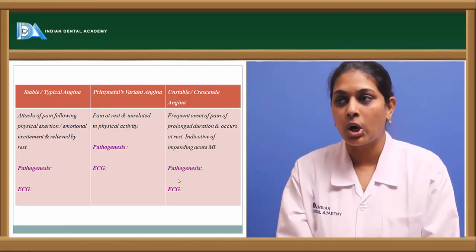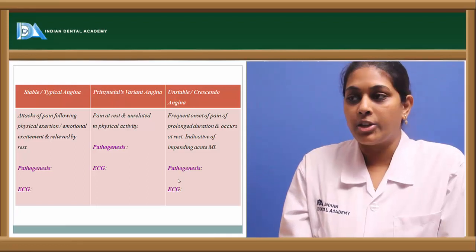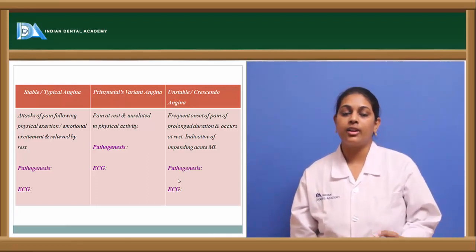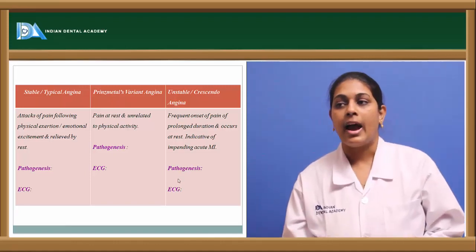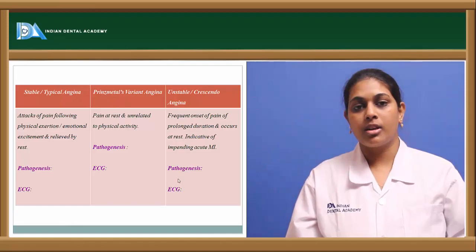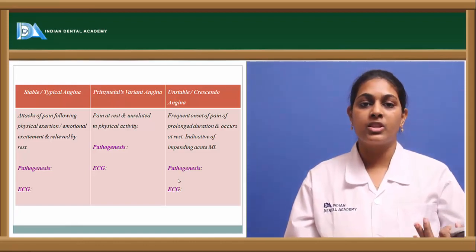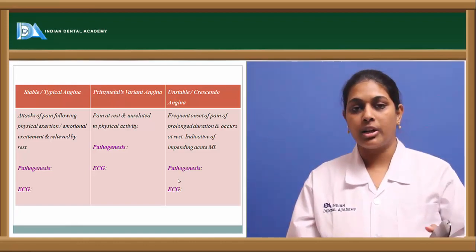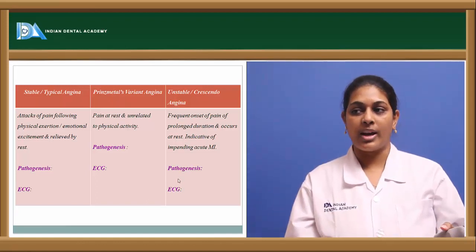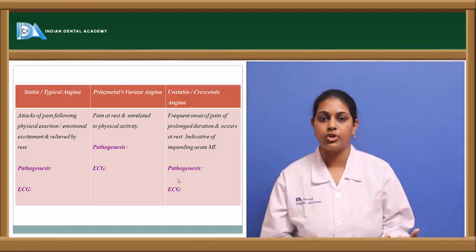Coming to Prinzmetal's variant of angina pectoris, we see that usually the pain in this condition occurs when the patient is at rest and it is unrelated to physical activity. And coming to the pathogenesis, it could probably be because of a sudden vasospasm of the coronary artery, or otherwise because of vasoconstriction by the mast cells.